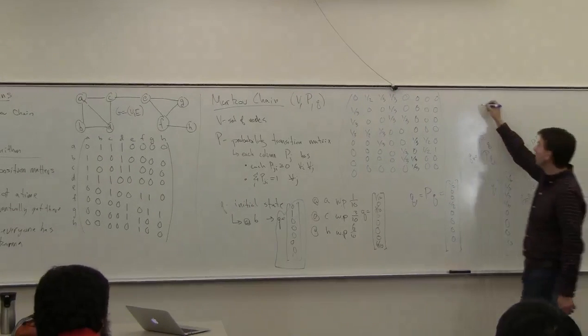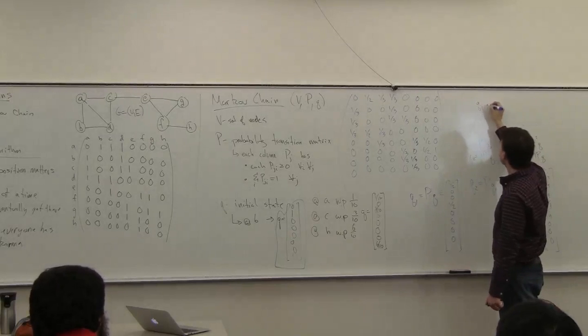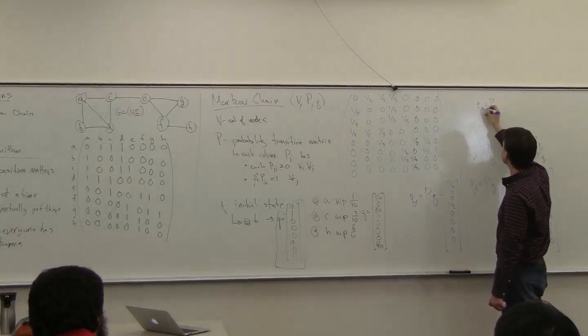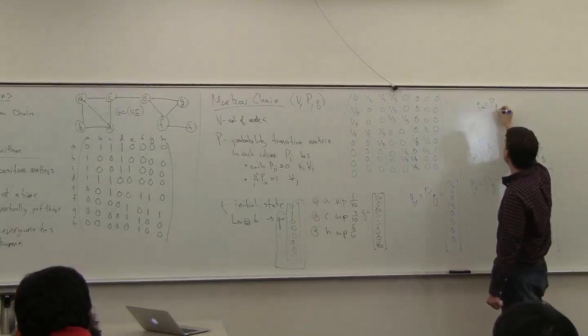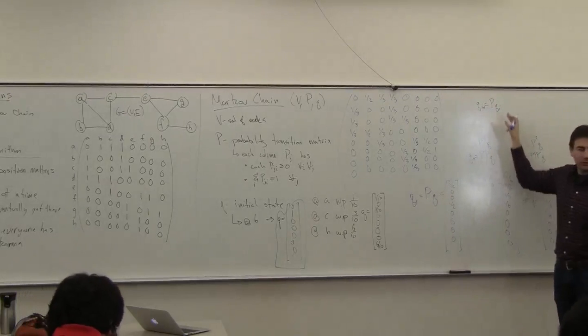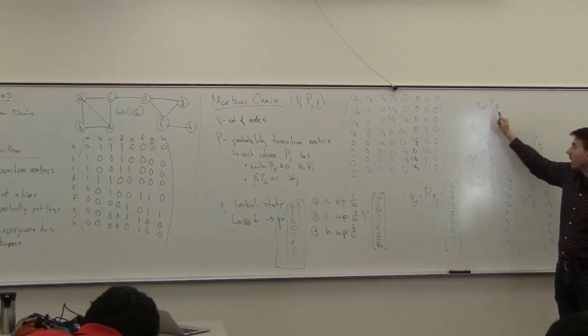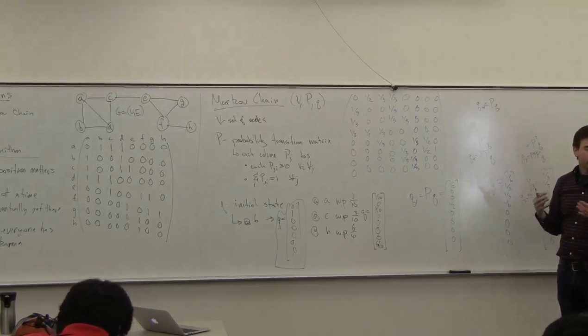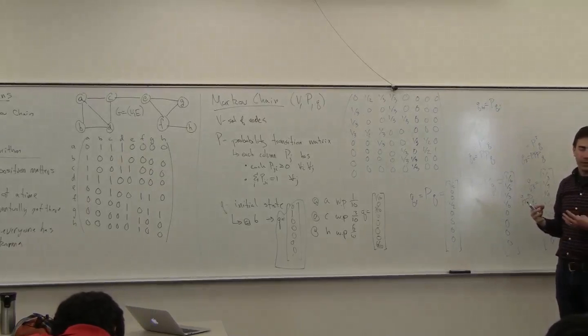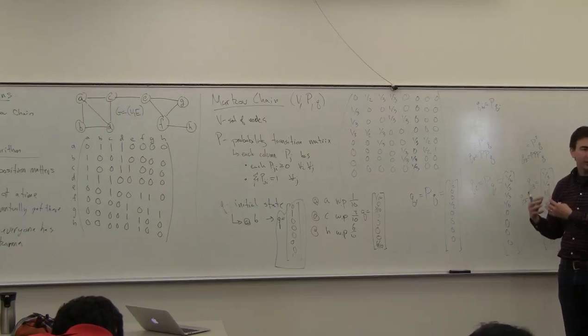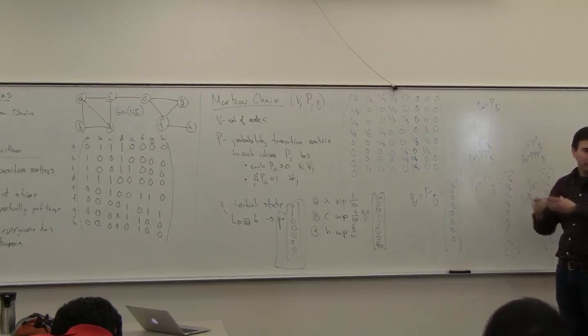So in general, we're going to have that the state Qi plus 1 is equal to P times Qi. So I can always move one state forward by just looking at the previous state. And this probability transition matrix is describing how I transition from one state to the next.